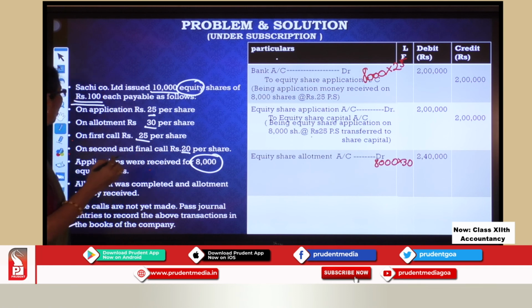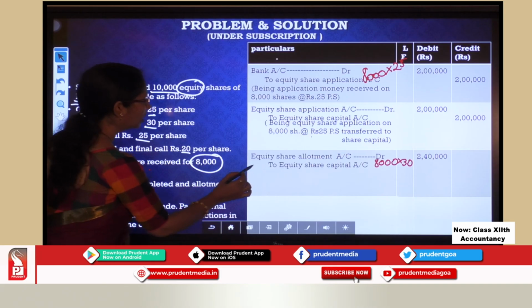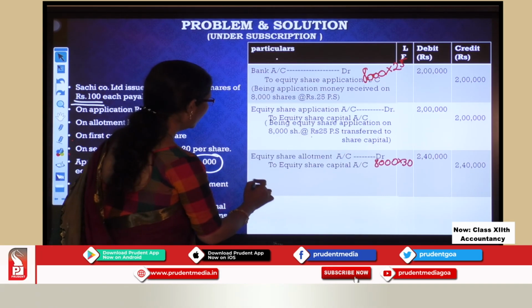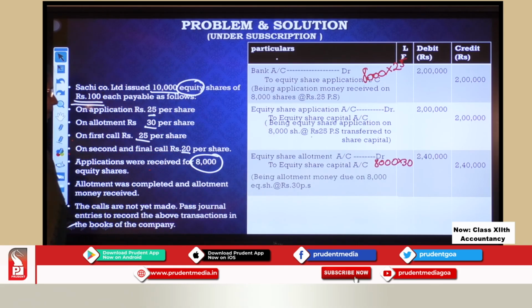So now I am going to transfer this to equity share capital account. Okay. Next, now I have to write the narration. Being allotment money due on 8,000 equity shares at rupees 30 per share.